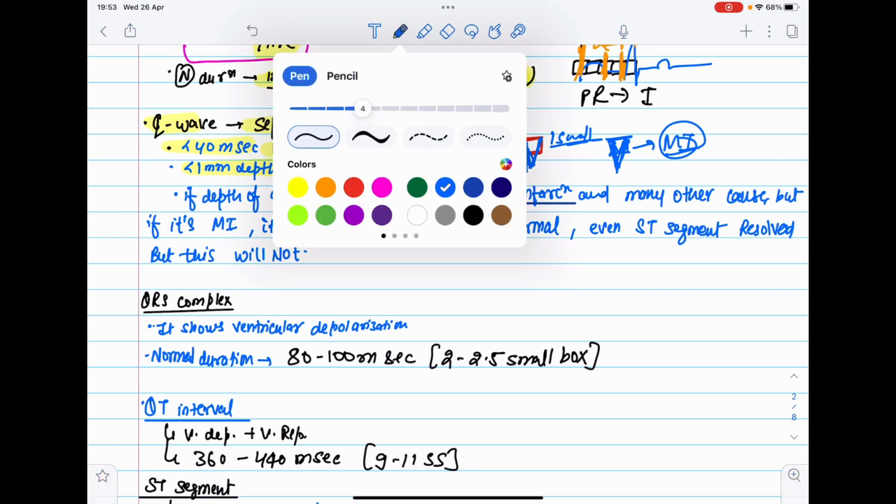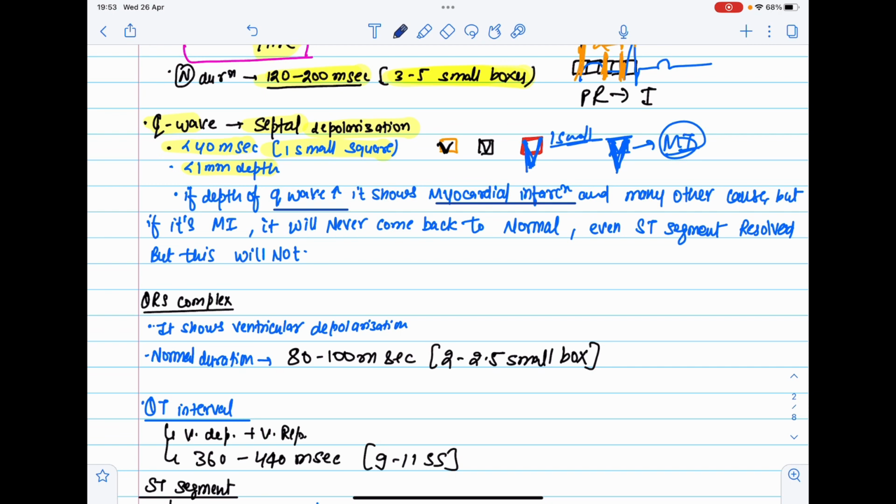If you see anyone's ECG and see that the Q wave is so deep, it doesn't mean that he is suffering from myocardial infarction. It can be that he had an infarction before, and that Q wave is a remnant of it.